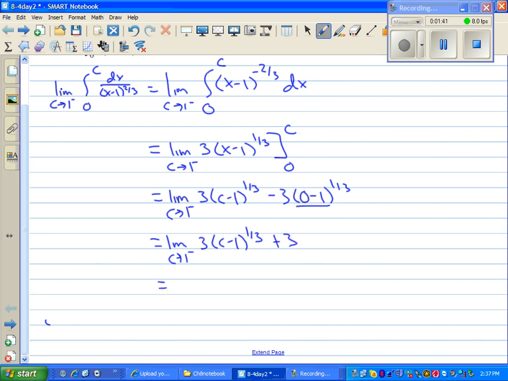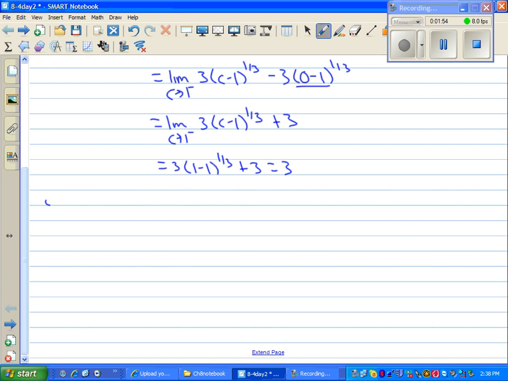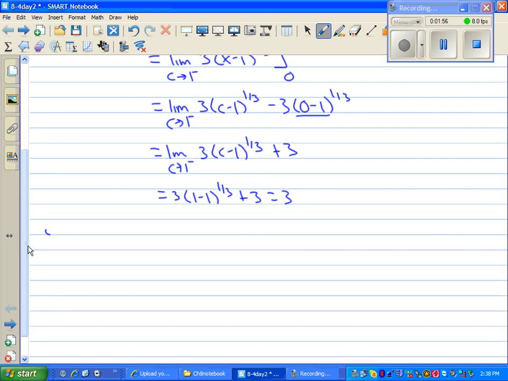Now we want to find the limit as c approaches 1 from the left. So we have 3 times (1 minus 1) to the 1/3 plus 3. And that's going to equal 3 because the left-hand side of the plus is going to end up being 0. Well, now we've approached 1 from the left. Now we want to approach 1 from the right.